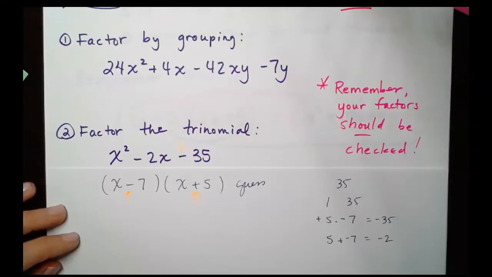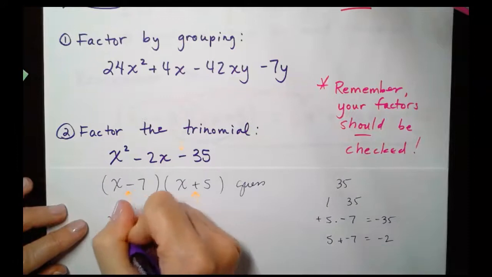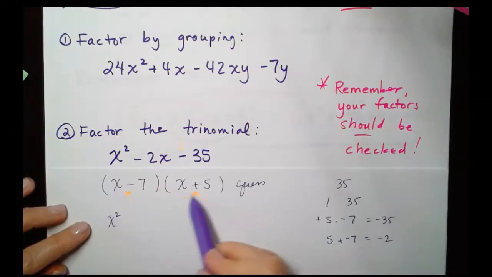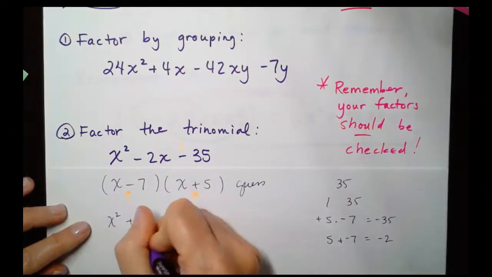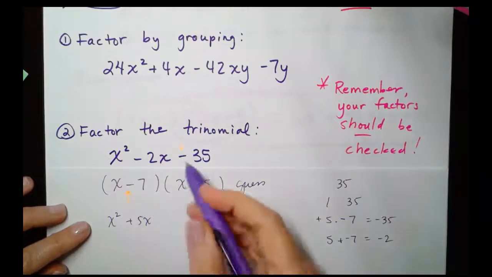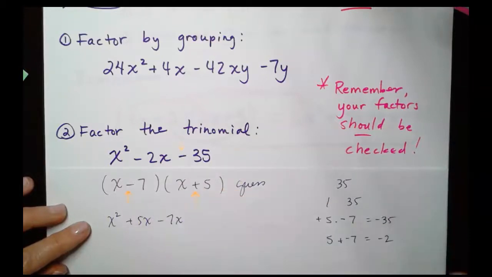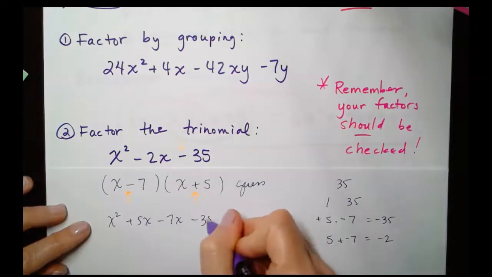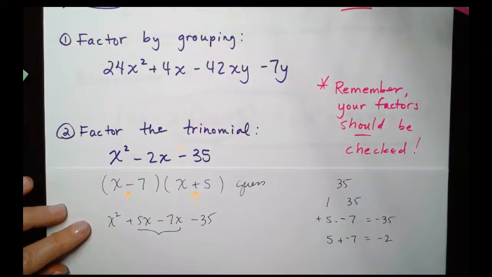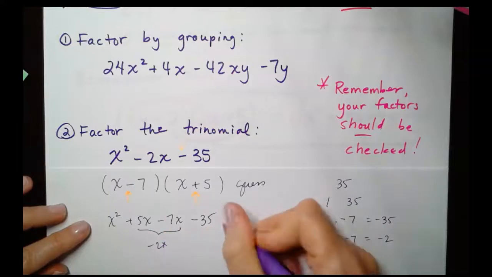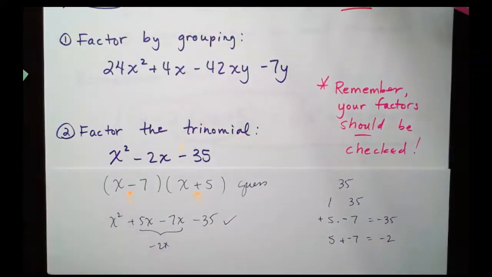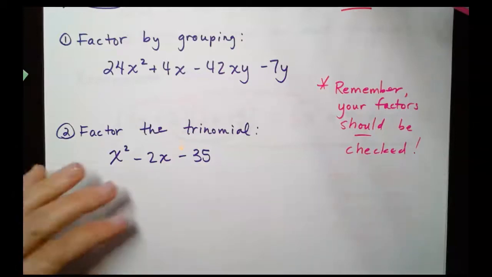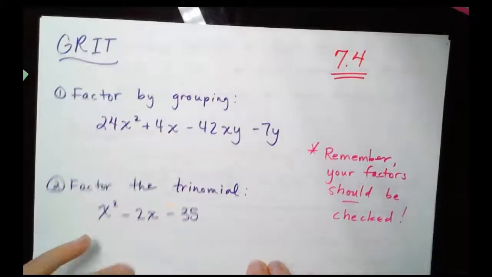We just use the FOIL process in order to check here. X times x, first sides, x squared. Outsides, x times 5, plus 5x. Insides, negative 7 times x, negative 7x. Last sides, negative 7 times 5, negative 35. Add those like terms together, that's a negative 2x. Our check is complete. That's the warm-up. Let's move on to the next part of the lesson.